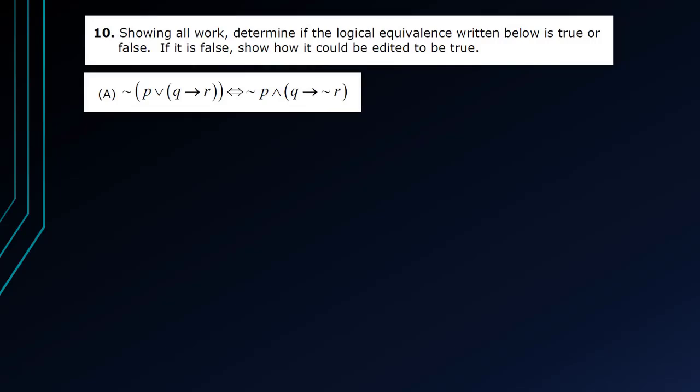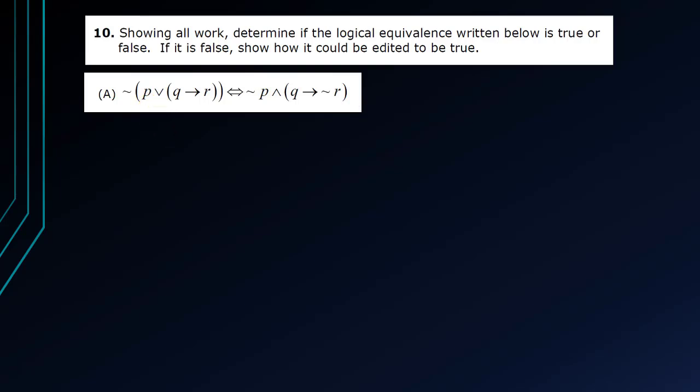Now for 10, you're asked to determine if the logical equivalence written below is true or false. If it is false, show how it could be edited to be true. So in this first one here, you have a lot of operations going on. But I basically have 2 statements.